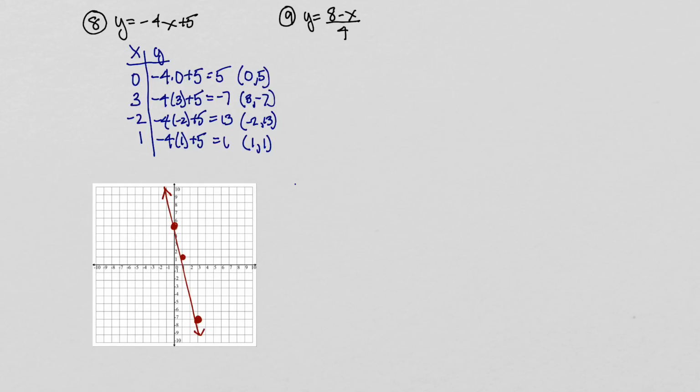All right, let's see what happens here in number 9. So let's set up a table. How about if we try x and y? Now, first of all, what if we use x to be 0? And what we're going to get is 8 minus 0 over 4. That'll be 8 over 4, which is 2. So we get this ordered pair, 0, 2.